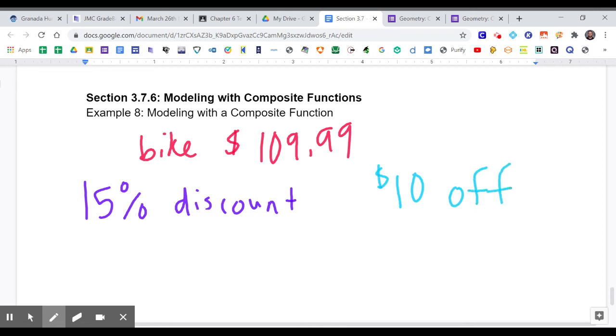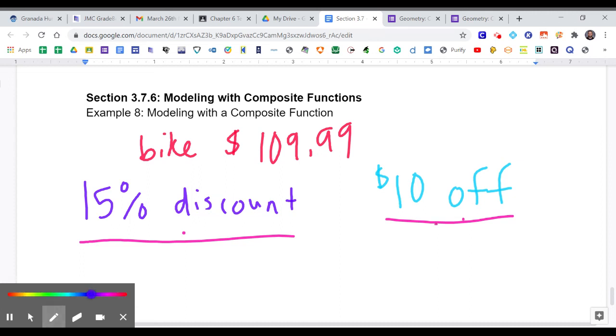Okay, so if you think about it, there's two different functions going on, right? There's the function of the discount, or there's the function of the $10 off. Now, let's say I go to the store and they actually said, yeah, you can use both of them. And it doesn't matter to us which one's better, or which one you do first, right? Do you want the $10 off coupon first and then the 15% discount? Or do you want the 15% discount and then the $10 off? So this is a composition of functions.